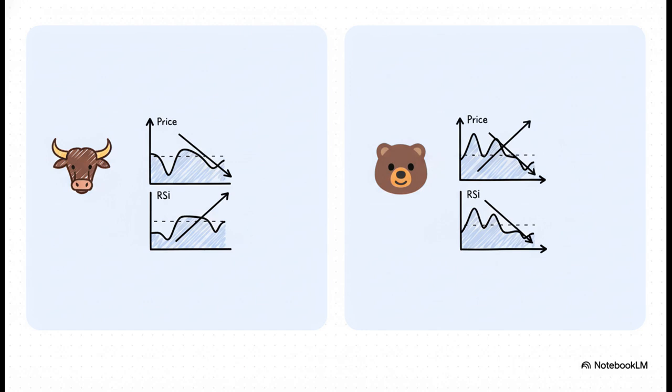Bearish divergence is the opposite. The price hits a new high, but the RSI makes a lower high. It's a hint that the buyers are getting tired. Spotting these can be a real game changer.